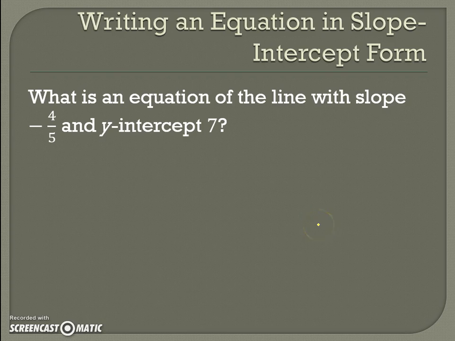Writing an equation in slope-intercept form. It says, what is an equation of a line with a slope of negative 4/5 and a y-intercept of 7? So I'm going to just literally insert these into this. I'm going to rewrite this whole thing, but instead of writing m, I'll write the slope. So I have y equals negative 4/5, keep the x. That x always goes with that slope. And then my y-intercept, plus b. The b is 7.